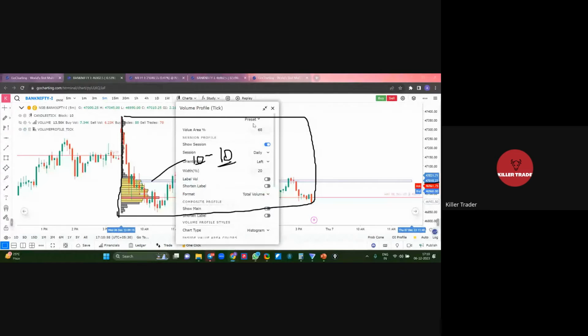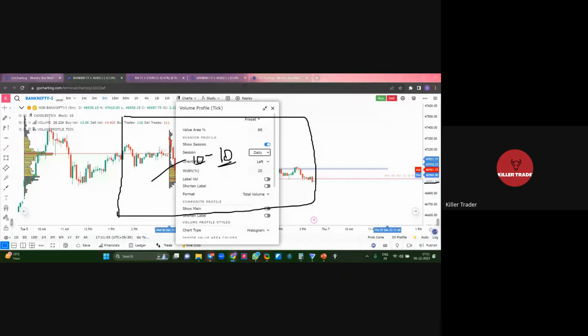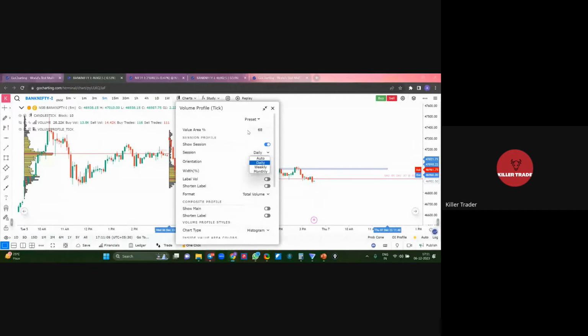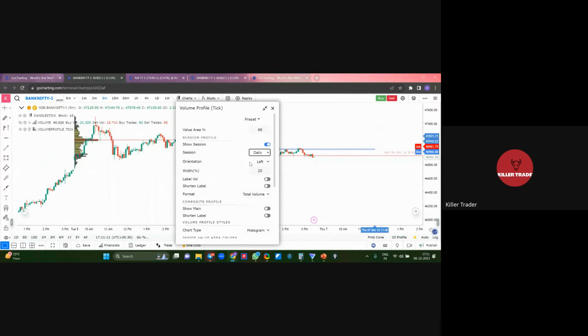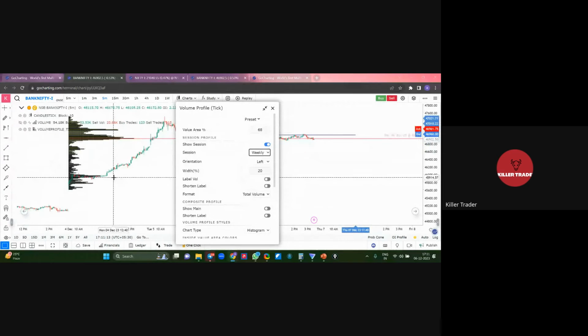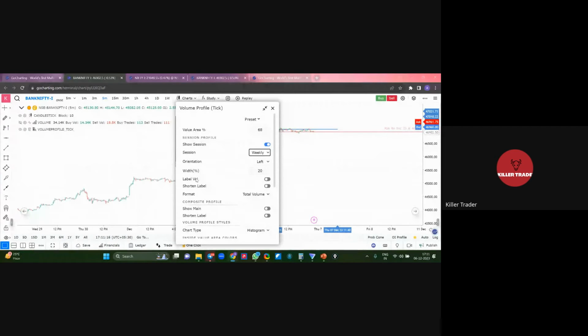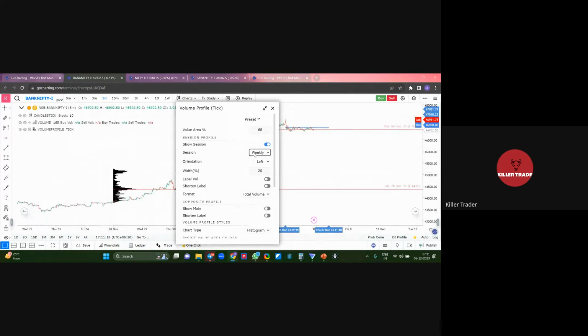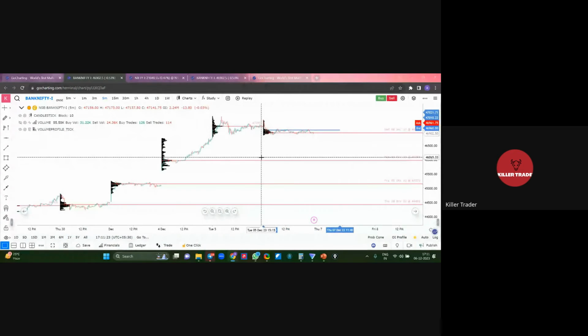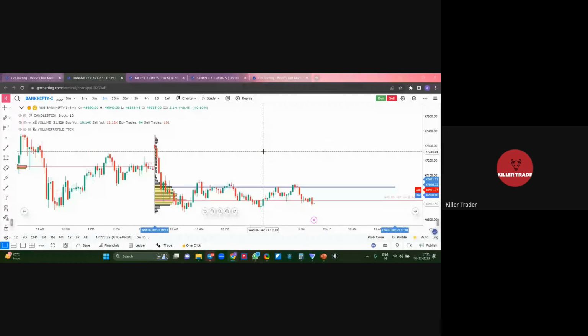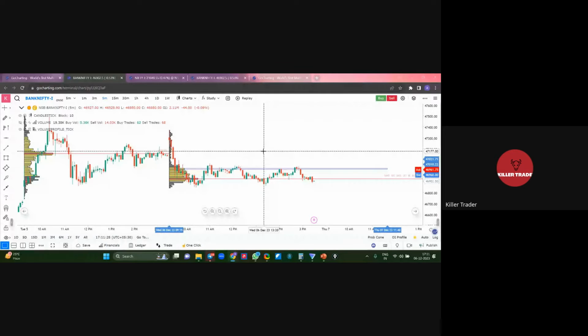So if I go to volume profile tick, here I'm seeing multiple options. For example, if I choose daily, I'm seeing one profile on a daily basis. I see each profile representing a day. If I go to weekly, then I will see each profile on a weekly basis. If I go to monthly, then I will see on a monthly basis. For the purpose of our analysis, I primarily like to work with daily profiles and use weekly profiles for a higher time frame analysis, which we'll discuss some other time.